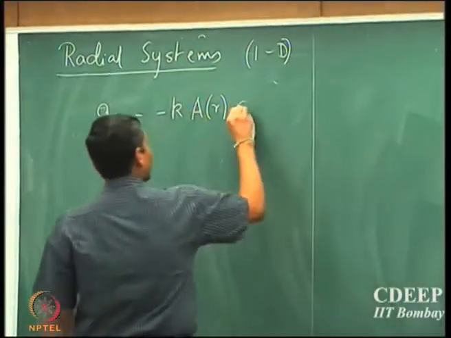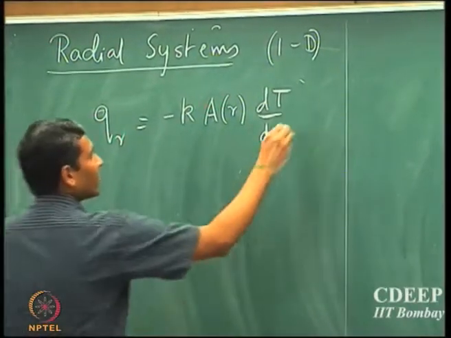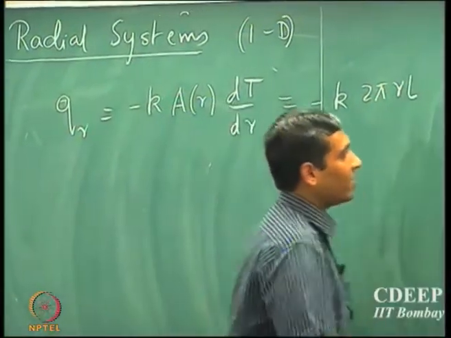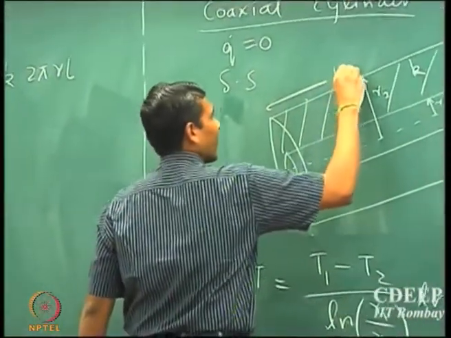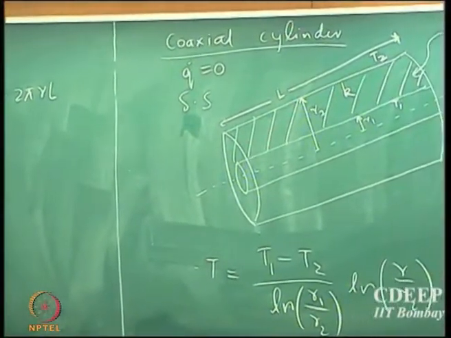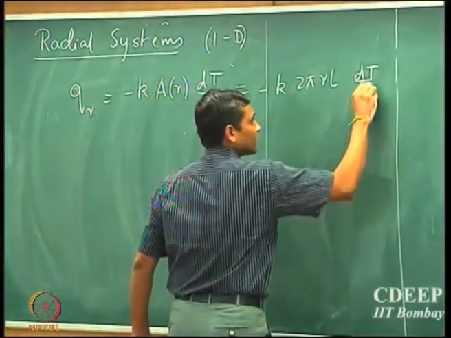So you have to factor that into the calculation of the heat transfer rate. Okay. So dT by dr. What is A(r)? If the length of the cylinder is L, then it is minus K 2 pi r L into dT by dr. Okay.